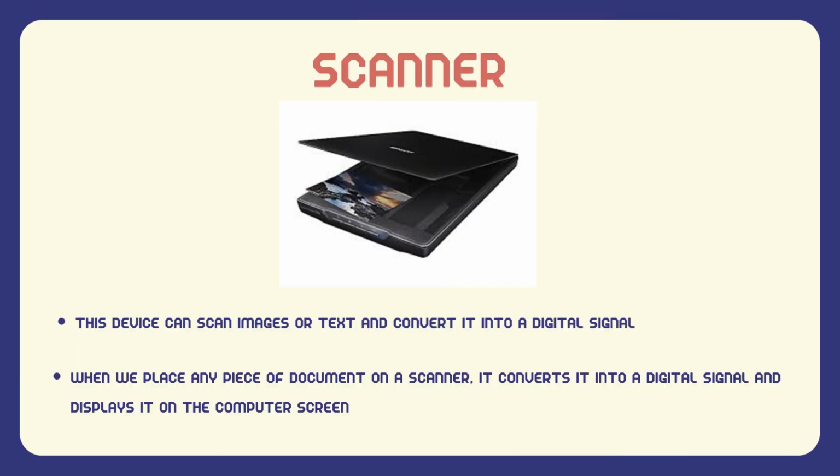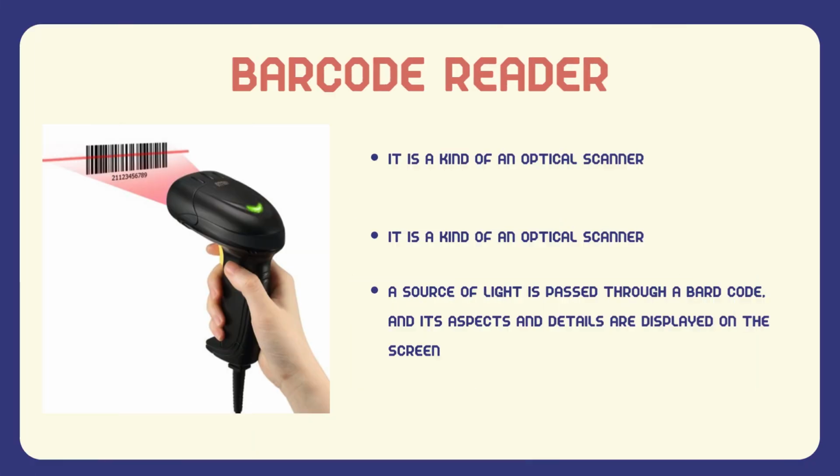Scanner. A scanner takes paper documents and converts them into digital images that appear on the screen. Barcode reader. A barcode reader is an optical scanner. It passes light through a barcode and sends the details to the computer screen. You have probably seen this used in shops and supermarkets.